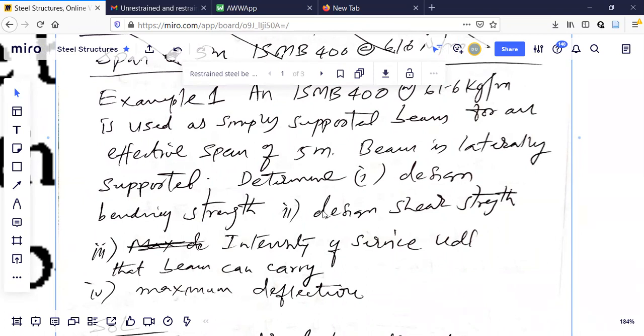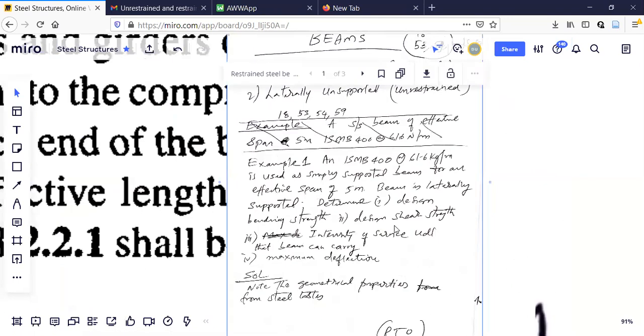How much shear it can resist. Shear is maximum at the support as per your strength of material knowledge. How much shear strength does it have? What is the shear strength of this particular member? Okay, so this is what you are going to do.